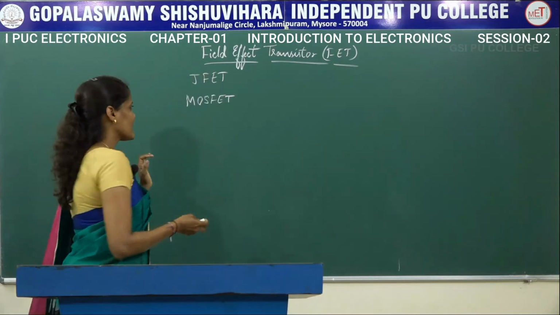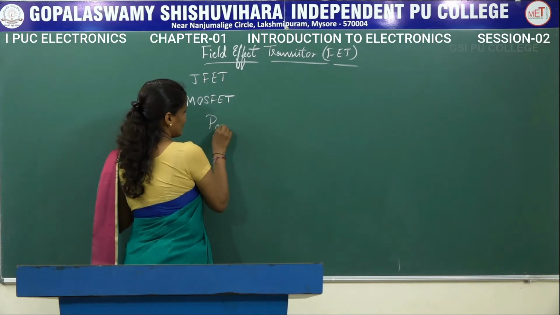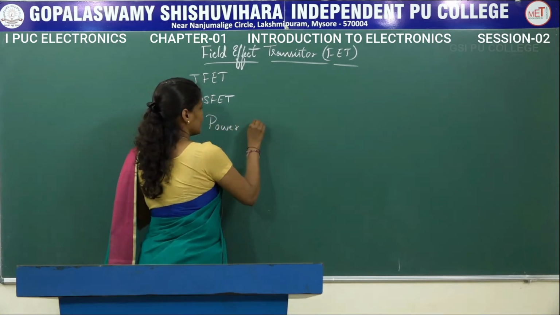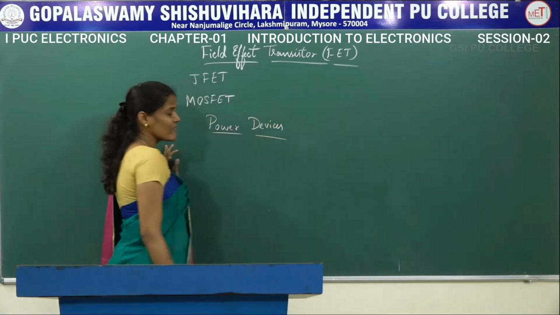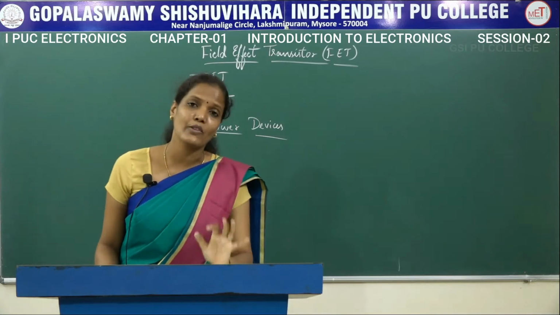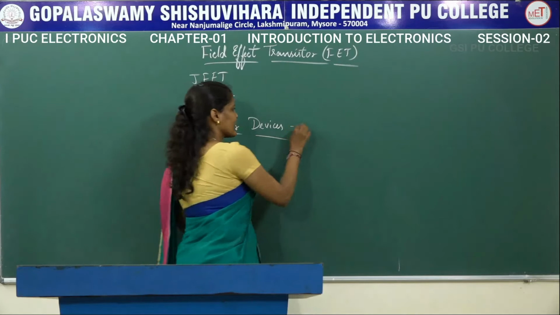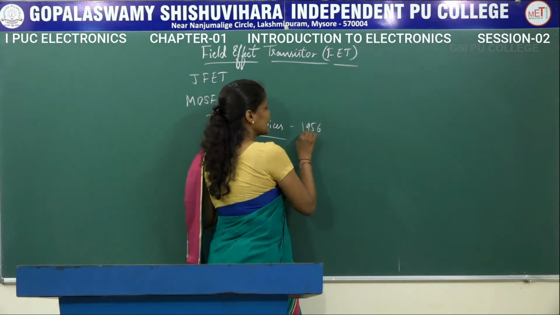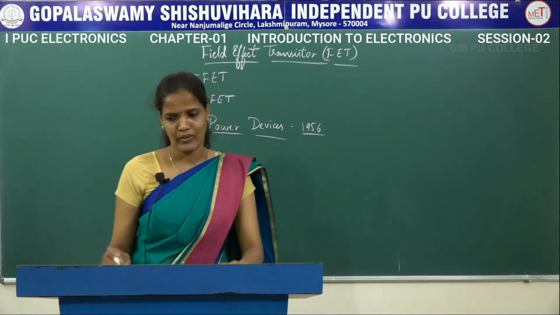The next semiconductor device, or the next electronic device, called power devices, was invented by Bell Laboratory or the Bell Telephone Industries in the year 1956. In 1956, in the Bell Telephone Industries, these power devices were manufactured.